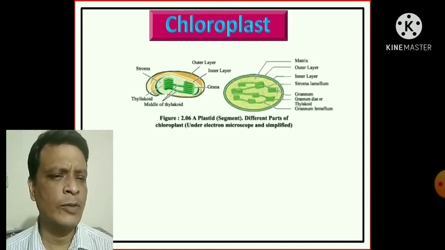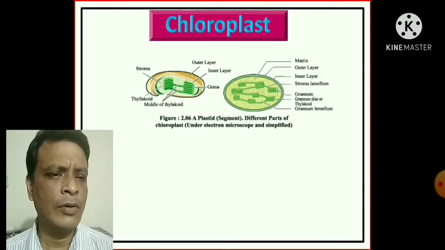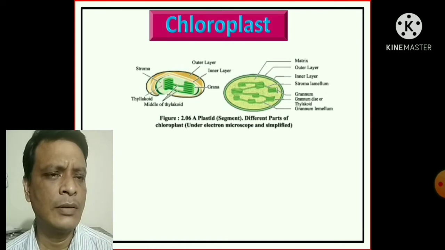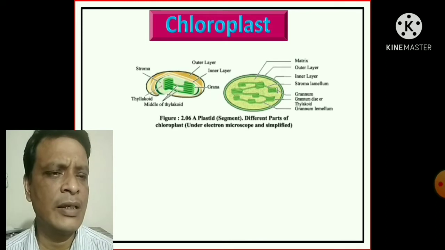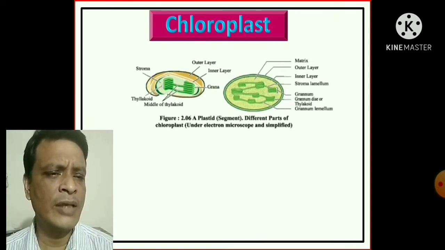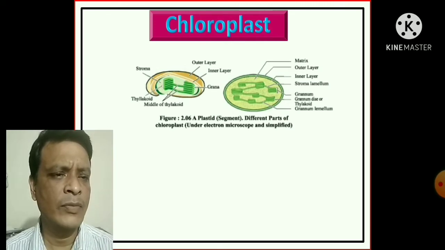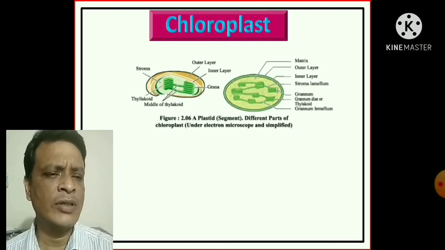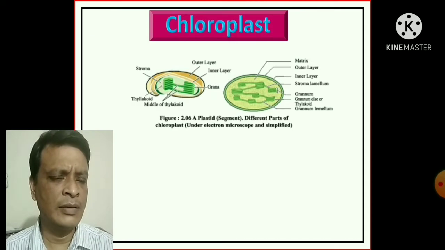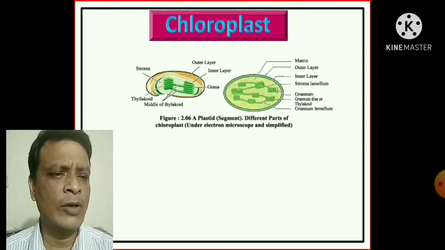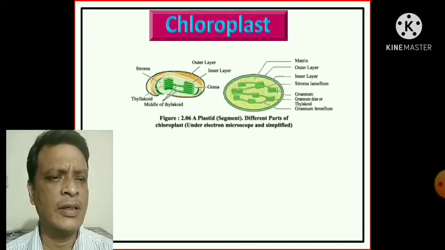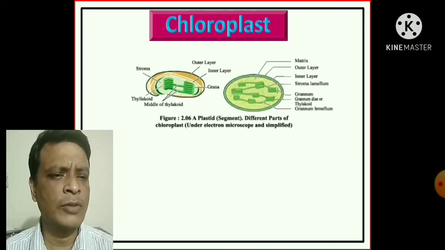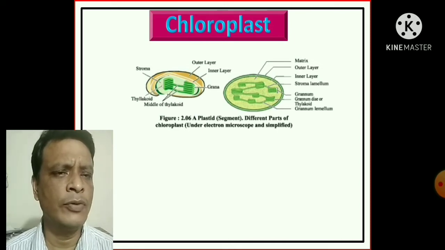Grana is responsible for capturing the photon or light energy of the sun and converting it into chemical energy. By the utilization of this chemical energy, carbohydrate is formed from carbon dioxide and water, and this process takes place in the stroma of the chloroplast. So the main function of the chloroplast is the preparation, production and storage of food.